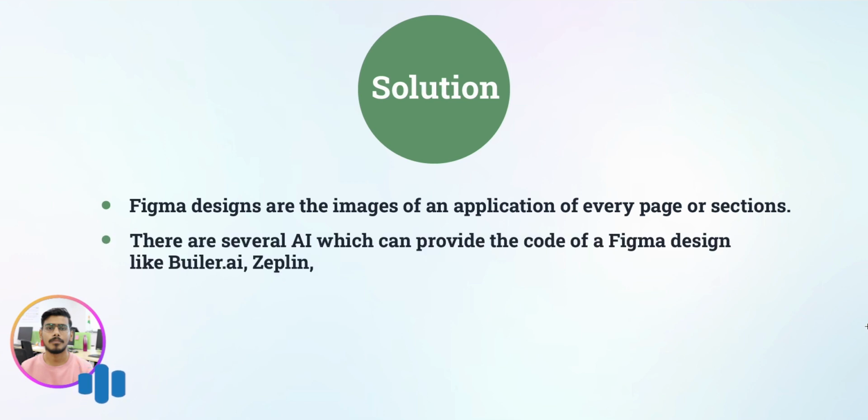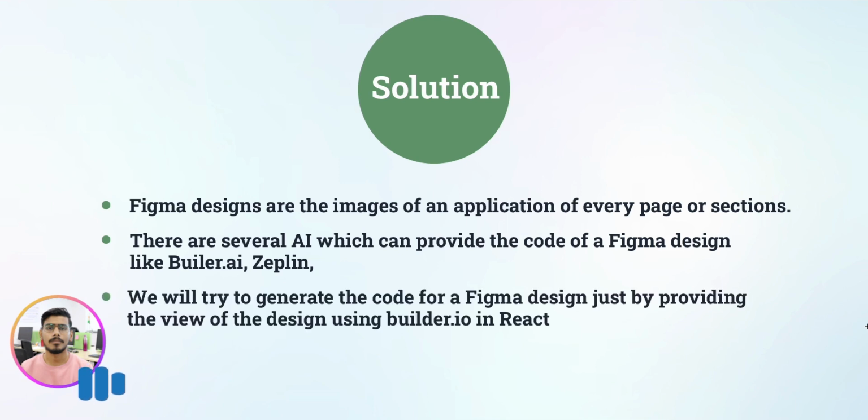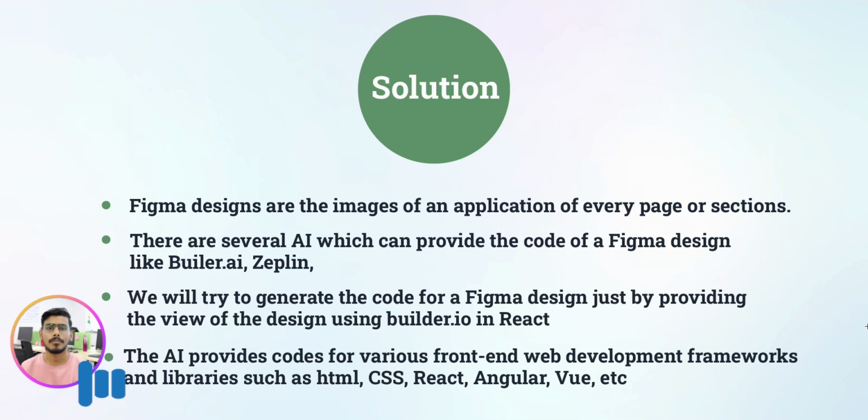As there are several AIs available which can give you the code for the Figma designs or Figma sections, such as builder.io, Zeppelin, Anima, etc., we will try to generate the code for a Figma design just by providing the view of the design using builder.io in React or any other framework as we want. The AI provides code for various front-end development frameworks and libraries such as HTML, CSS, React, Angular, and a lot of other CSS libraries too.